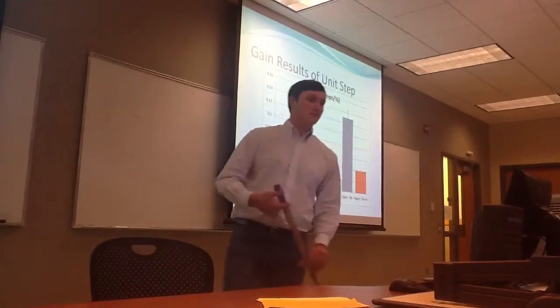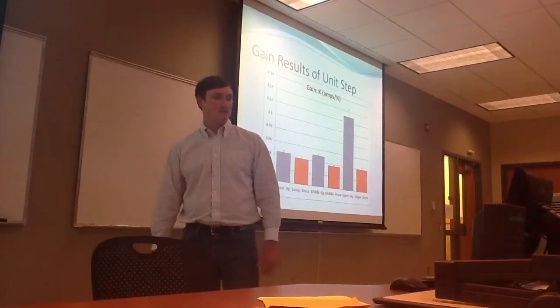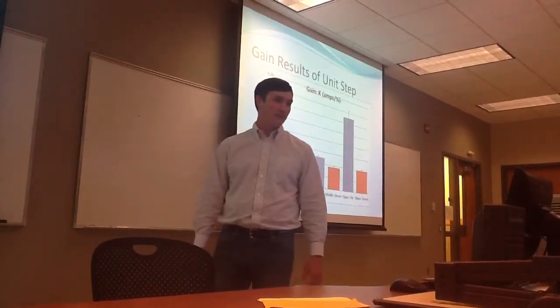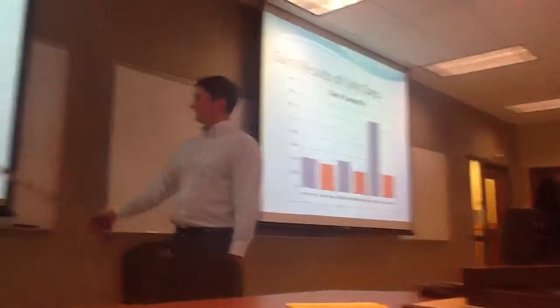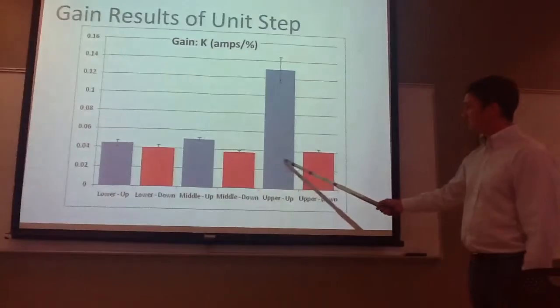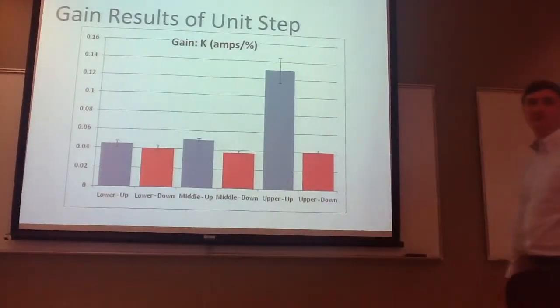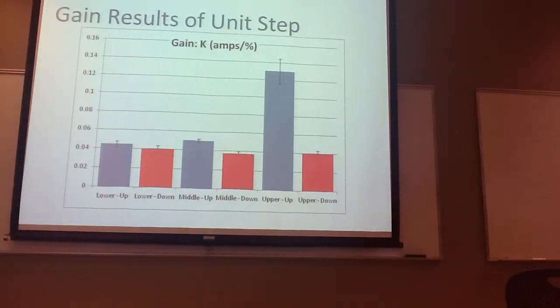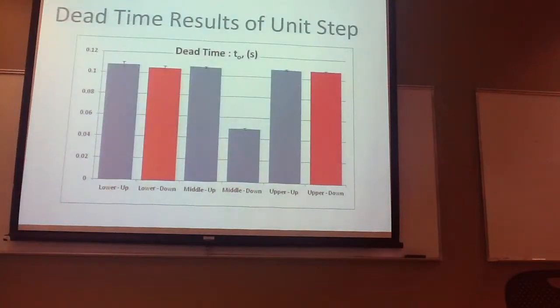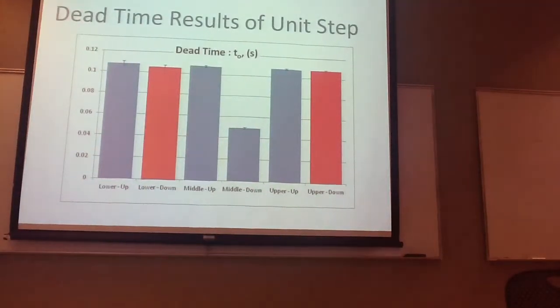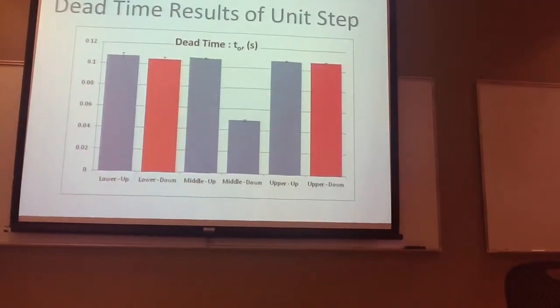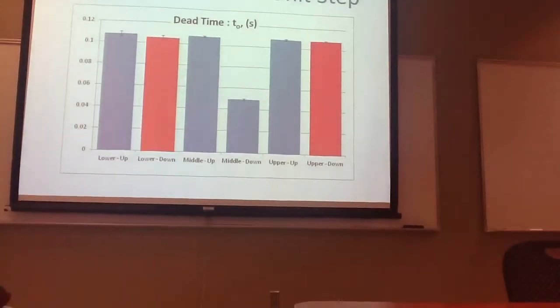Here's the gain results of the unit steps. This is of the unit step as the group. This once again demonstrates that the step up is the one where the data is somewhat skewed. The dead time was pretty consistent across the board. We had one that was in the middle down, was a little bit different.